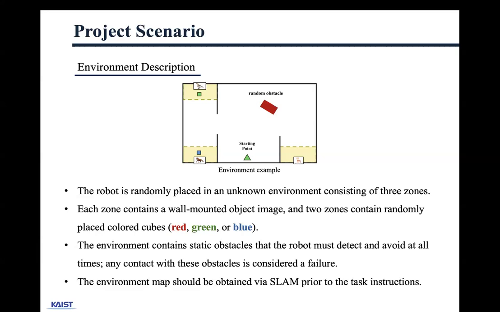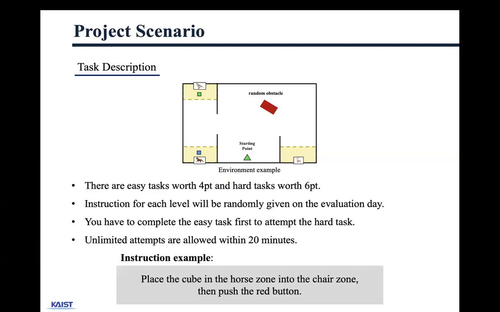Regarding the task description, there are easy tasks worth 4 points and hard tasks worth 6 points. Instructions for each level will be given randomly on the evaluation day. You have to complete the easy task first to attempt the hard task. Within the 20-minute time limit, you can attempt the tasks as many times as you want. An example of an instruction is below, so you can refer to that.